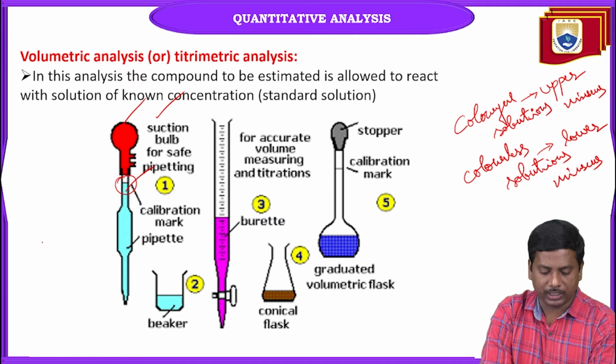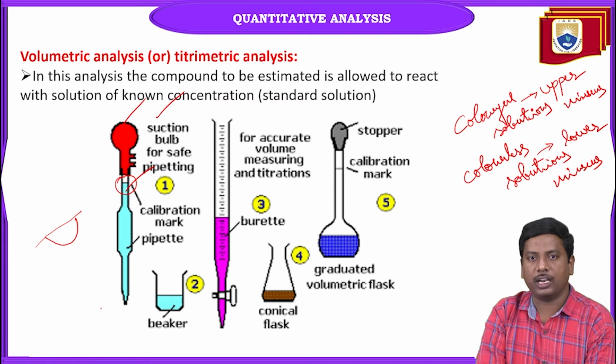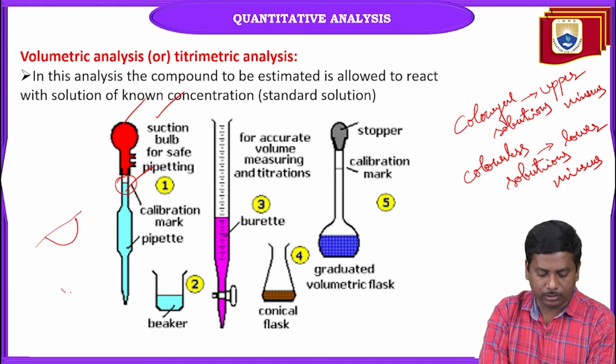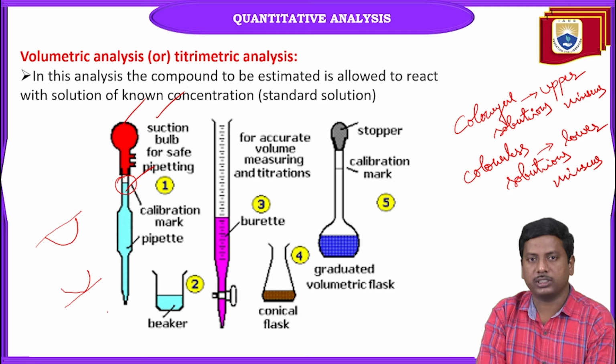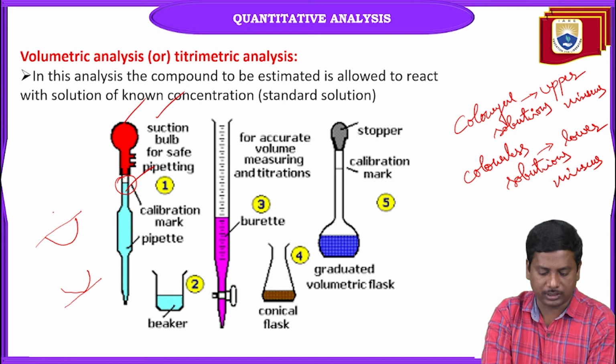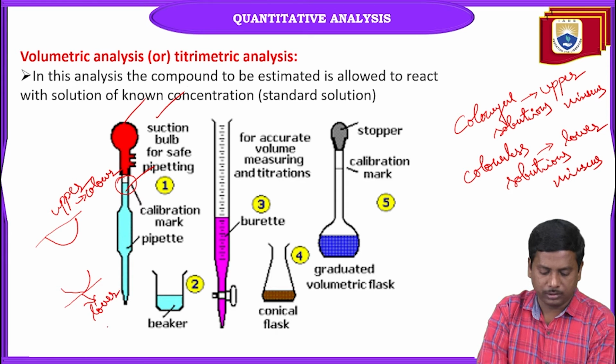So upper meniscus means, for example, if it is the mark, we consider the upper meniscus. For example, if it is a solution, we consider the upper meniscus. This is applicable for colored solutions, whereas for colorless solutions we consider the lower meniscus. So this is the difference between the upper meniscus and the lower meniscus. This is called the upper meniscus for colored solutions, whereas this is called the lower meniscus for colorless solutions.